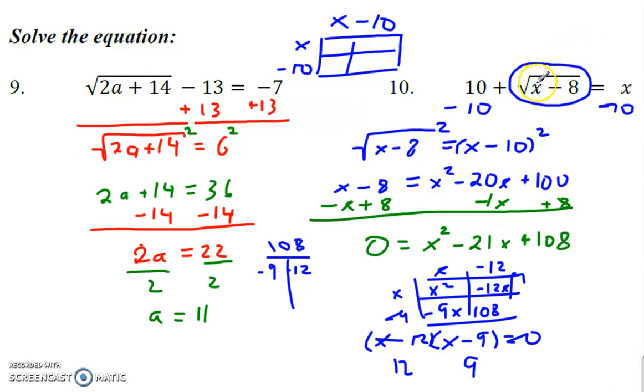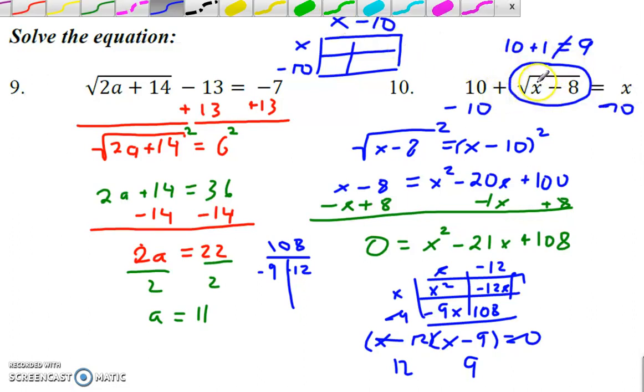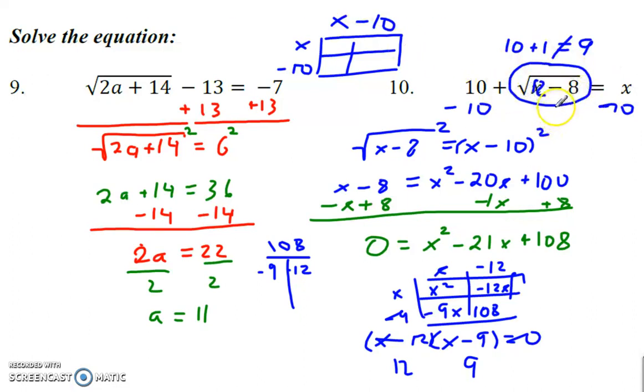So I'm going to plug in 9, 9 for x there, 9 for x here. 9 minus 8 is 1. The square root of 1 is 1. That would give us 10 plus 1. Does that equal 9? No, 10 plus 1 is 11. Now remember to check your other answer too, just in case. So I'm plugging in 12 for x. 12 minus 8 is 4. The square root of 4 is 2. 10 plus 2 is 12. Very nice. That's our answer. This is not.